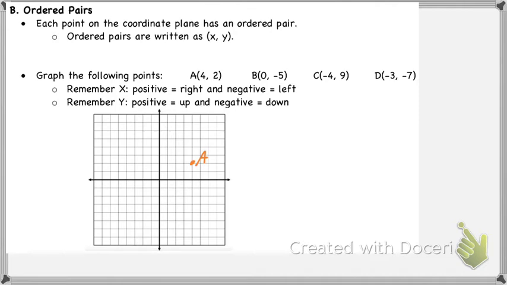Okay. Point B. Can someone help me where to go with that? New person, Lainey. Start at 0. And then you go down 5. Okay, down 5. And I don't go left to right at all, do I? No, because it's 0. Okay, 0, -5, you just go 5 straight down.